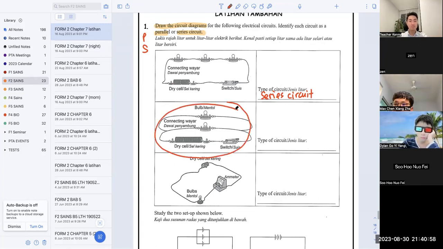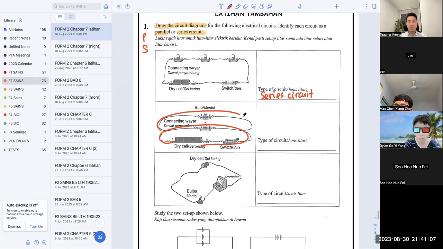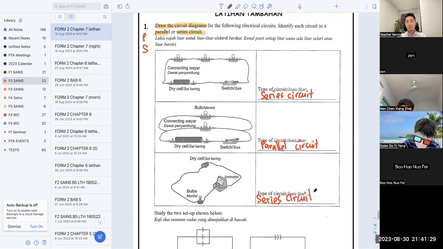Parallel or series? Parallel, one wire, the main one. Then you have a branch out. This is parallel circuit. How about this one? Parallel or series? Ah, very good, Ziggy. Series. Okay, good. Max. Sir. Okay.